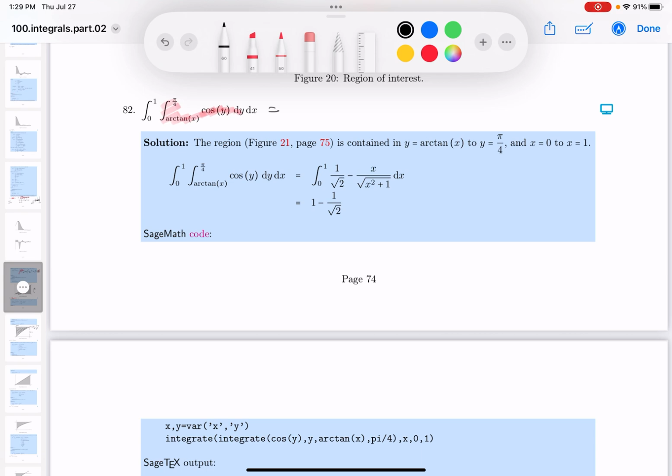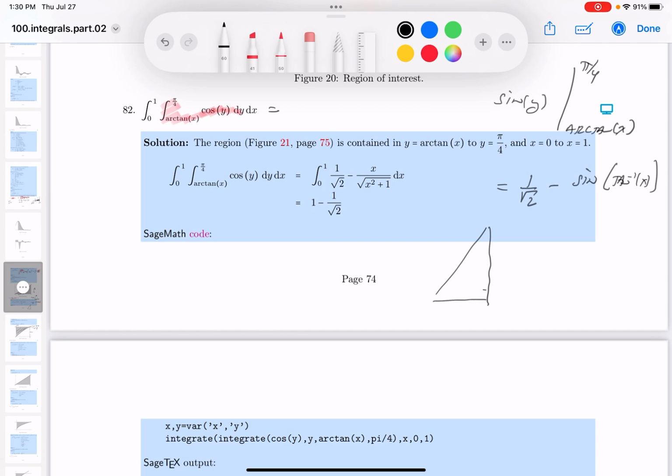The antiderivative of cosine is sine of y. And we're going from y equals the arctangent of x, and the upper limit is going to be pi over 4. So I think I can do that, and I'll write this down for you. This is going to equal, the sine of pi over 4 is 1 over root 2, and then I get minus the sine of the arctangent of x.